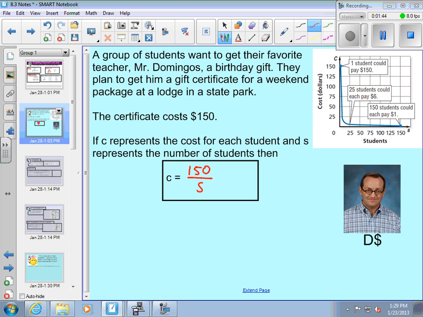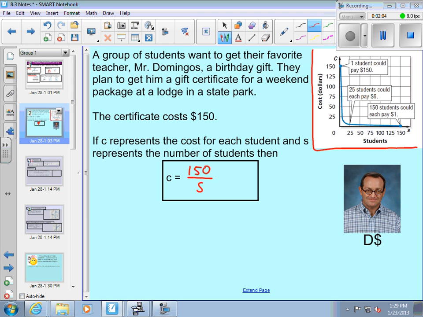So if we graph that out, we get this graph over here that looks at the cost for each compared to the number of students. And you get this different shaped graph. We haven't looked at one like this before. It's almost kind of L-shaped in its appearance. And it shows different combinations that would make this true.